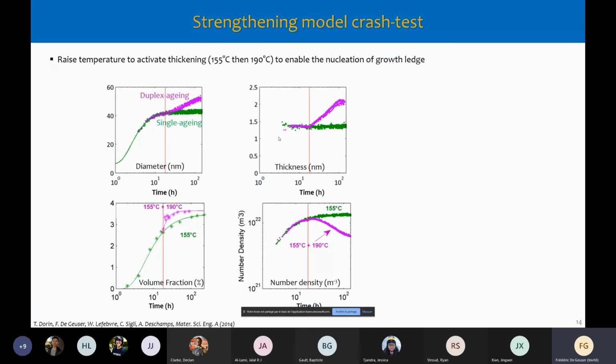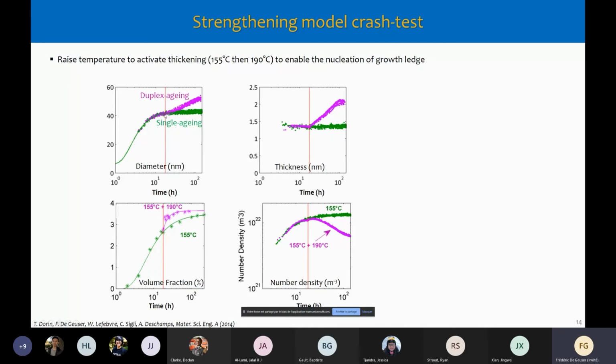First, a quick word about whether we can make them thicken, make them go a bit further than 1 unit cell. Well, yes, you can. For this, you need to activate the thickening, so you need to increase the temperature. So here we did two-step aging. That's the pink curve there, where we do 155.